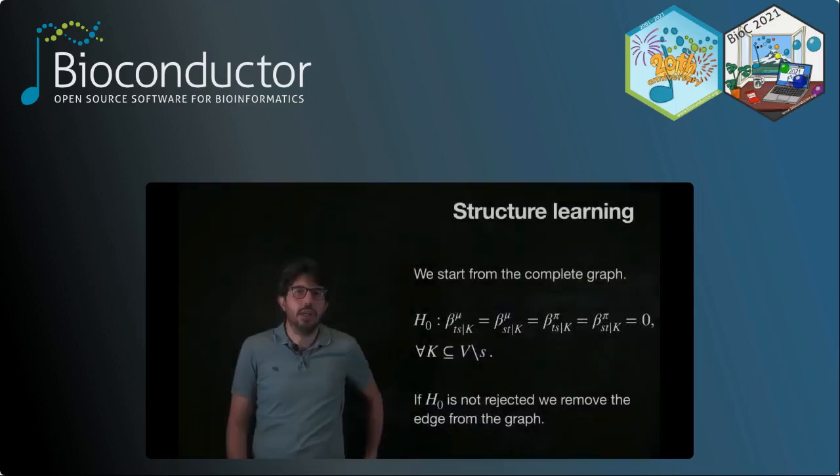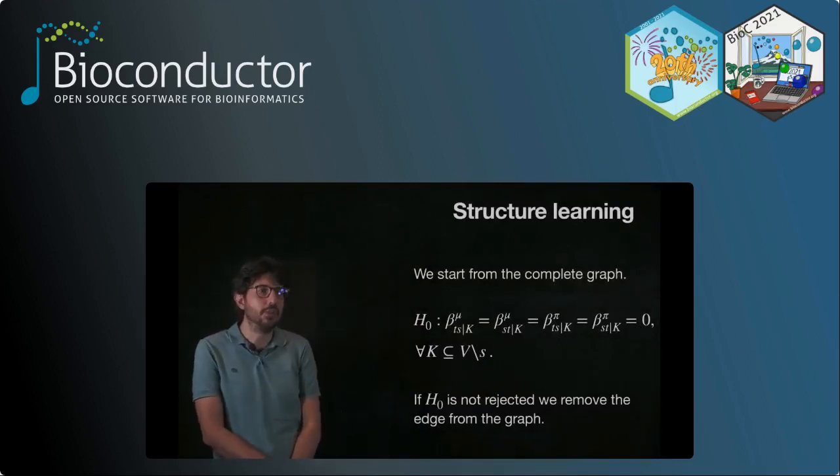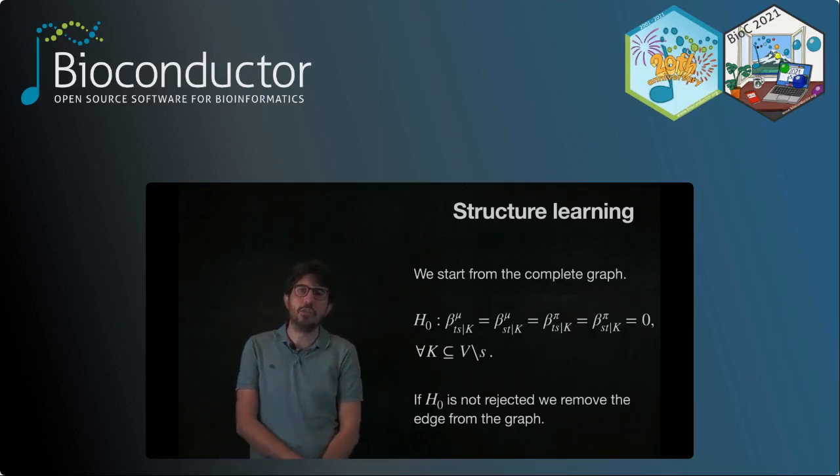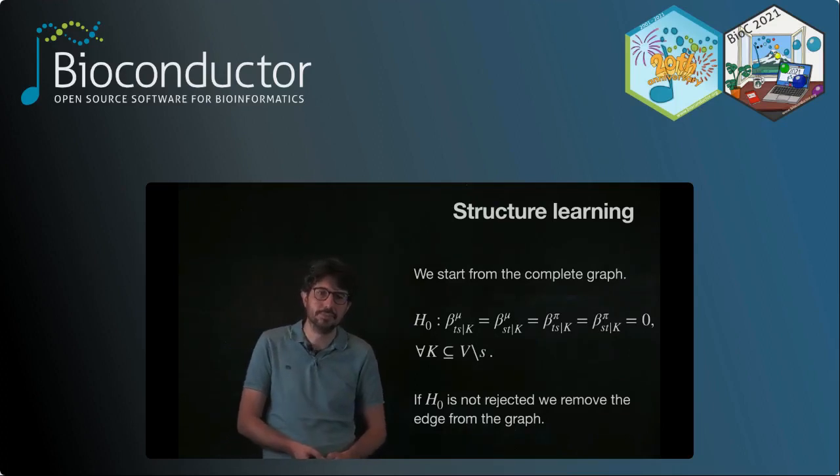So now that we have the distribution of the random variables, all we need is the graph. And the problem is, in this context, we don't really have a given graph, so we have to estimate the graph from the data. And this is called structural learning in this type of literature.